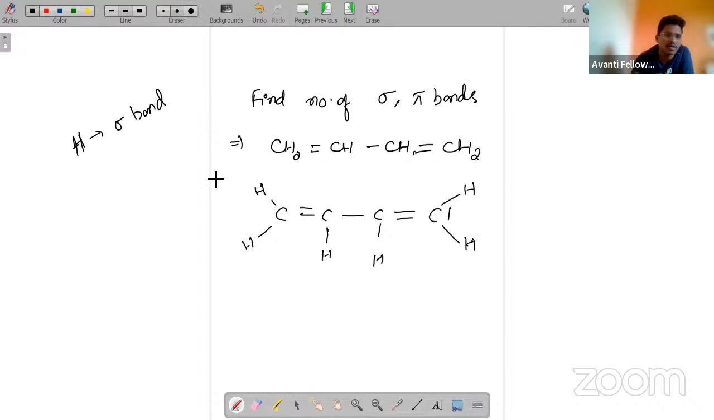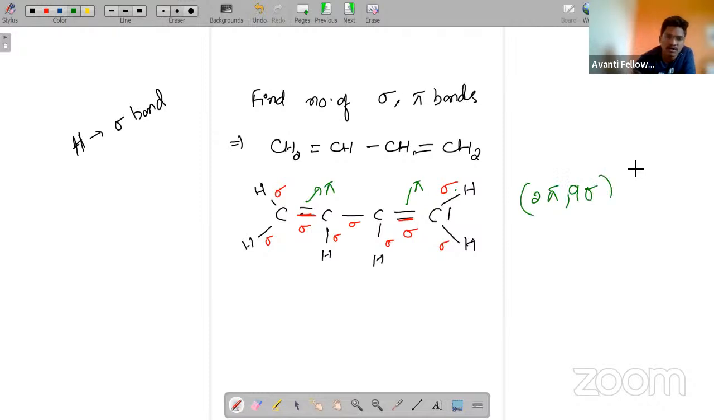Now find the sigma bonds. I told you all the single bonds are sigma bonds, so these all are sigma bonds. And we know the first bond is always a sigma bond. And you have 2 pi bonds. So this is pi bond 1 and this is another pi bond. So you can see 2 pi bonds and 1, 2, 3, 4, 5, 6, 7, 8, 9 sigma bonds.